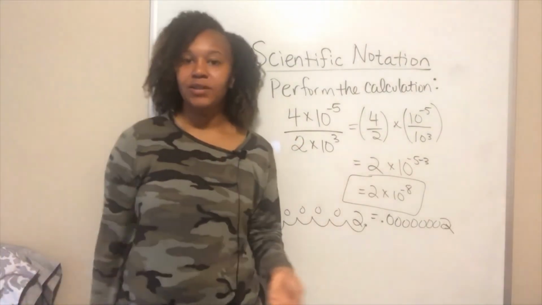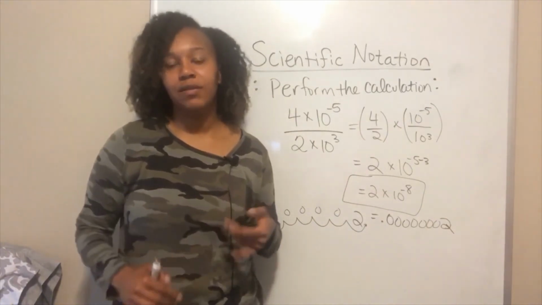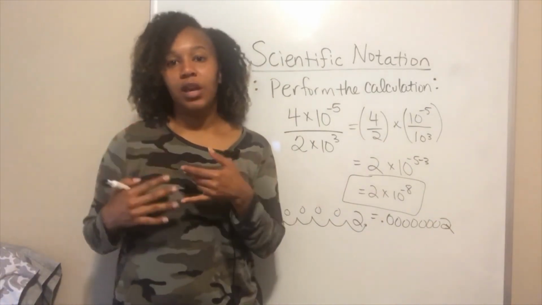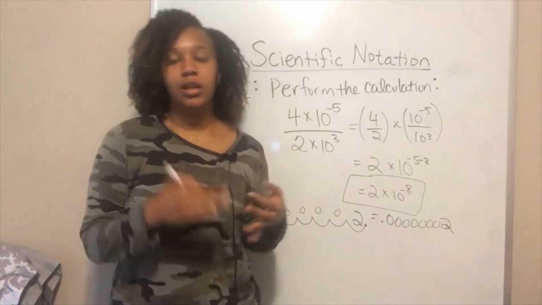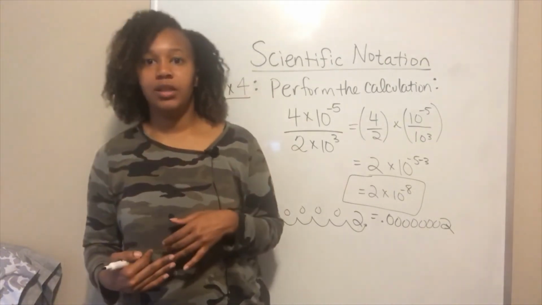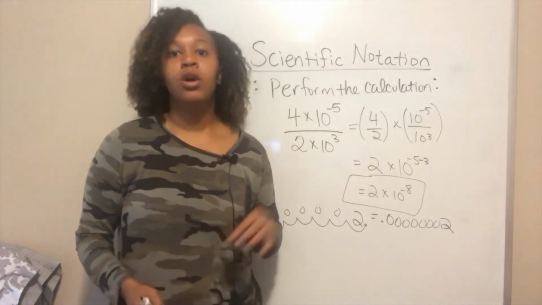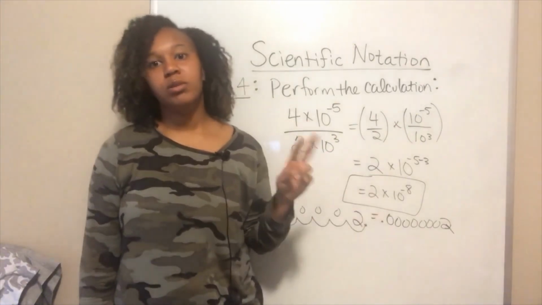This is scientific notation. We looked at what is scientific notation. How do you go from standard form to scientific notation? How do you go from scientific notation to standard notation? We also looked at how would you multiply two numbers in scientific notation.